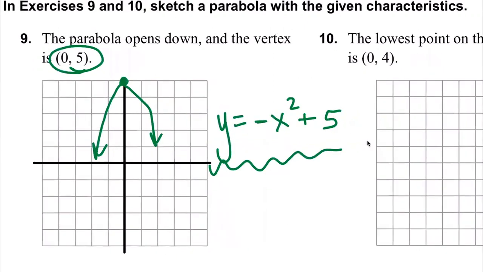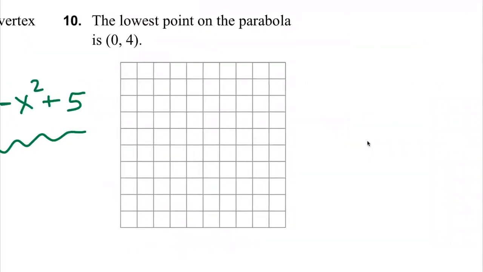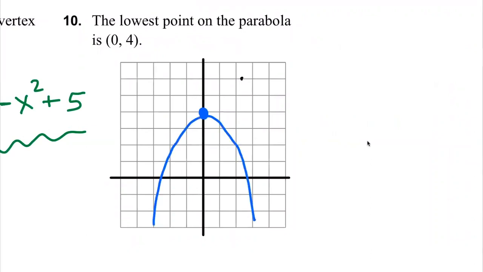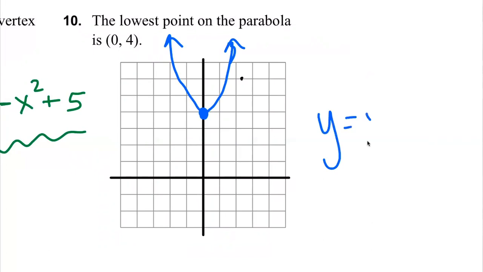Now, how about number 10? It says the lowest point on the parabola is 0, 4. Well, what does that mean? Here's 1, 2, 3. Here's 0, 4. That's the lowest point. If my parabola were opening down, that would be my highest point. So if it's our lowest point, then we have a parabola opening up, which means we would have y equals x squared, and then we would add 4 to get that vertex to be up 4.